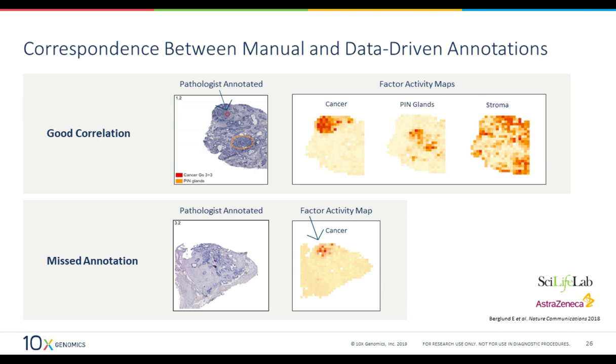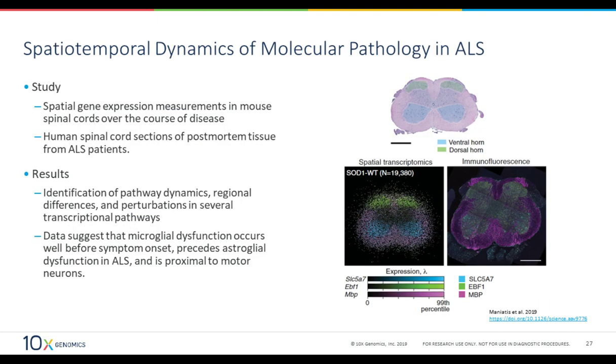But what it does is it shows you that 2 dimensions might inform you better than 1. And it also informs you that maybe you are missing things if you don't perform a spatial gene expression analysis on a tissue section. So we think that this is going to be really impactful, again, in oncology as well as in the pathology space. There's another example that was pretty impactful from Maniatis et al.